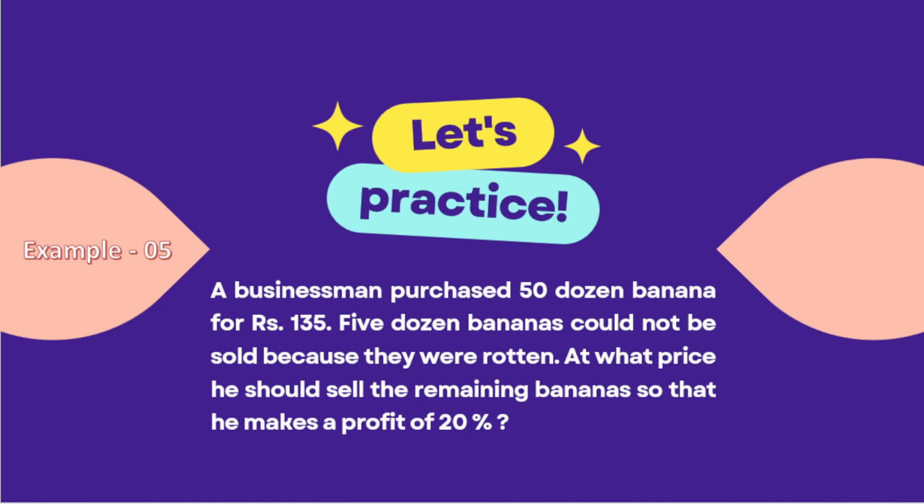In example number 5, it is given that a businessman purchased 50 dozen bananas for rupees 135. 5 dozen bananas could not be sold because they were rotten. At what price should he sell the remaining bananas so that he makes a profit of 20%?